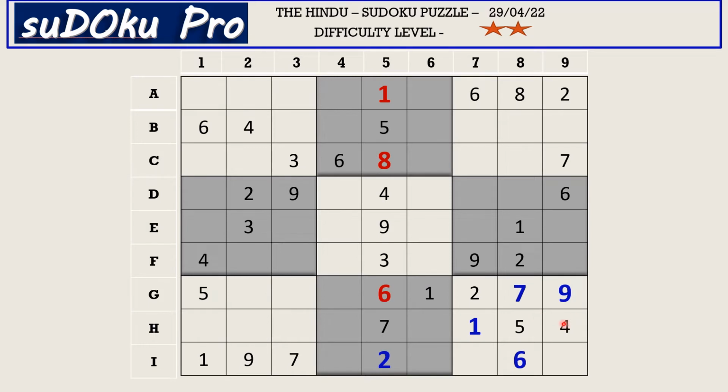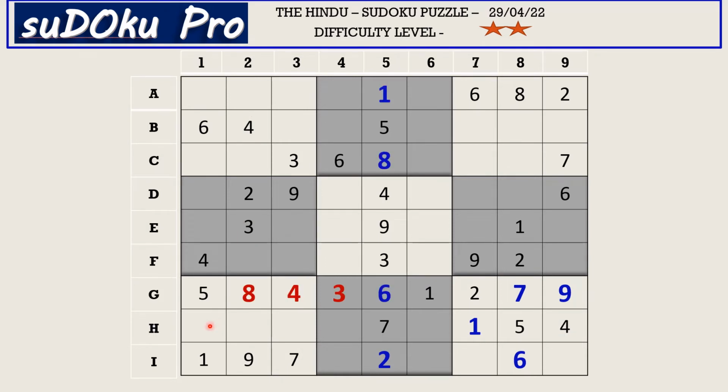So this 4 blocks this entire row, and there is a 4 here in column 2 which blocks this cell. That means G3 takes 4. Now in G row there are only 2 empty cells and the missing numbers are 3 and 8. There is a 3 blocking from here. So G2 takes 8 and G4 takes 3.